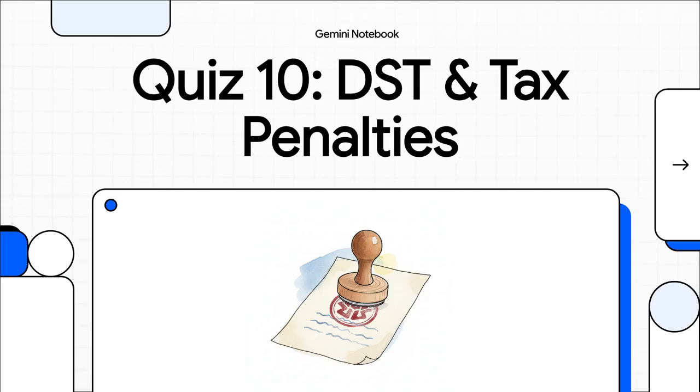Look, we need to completely stop relying on that short-term cramming and memorization for the LECPA. Instead, we're going to build a rock-solid 3-year retention mental schema for Quiz 10. We're talking special transactions, documentary stamp tax, or DST, and those tricky tax penalties.